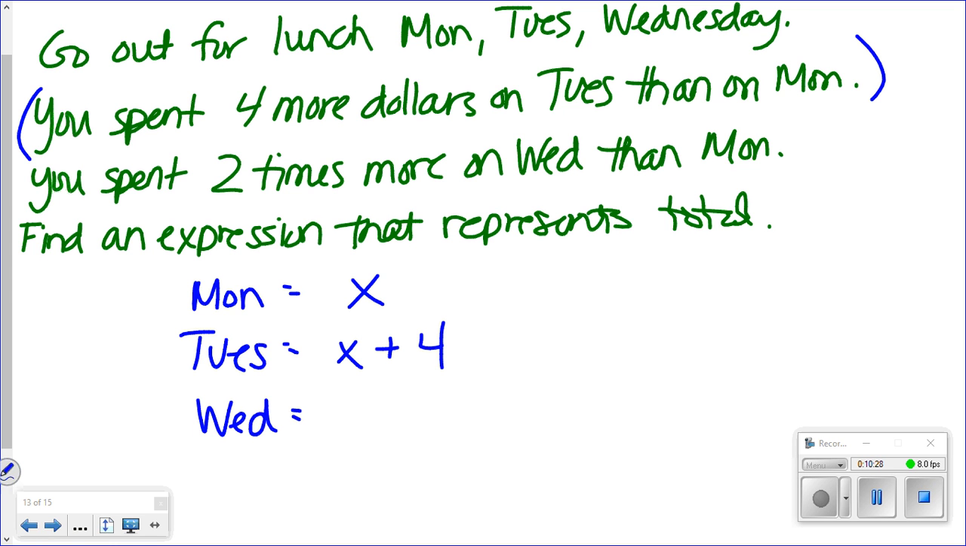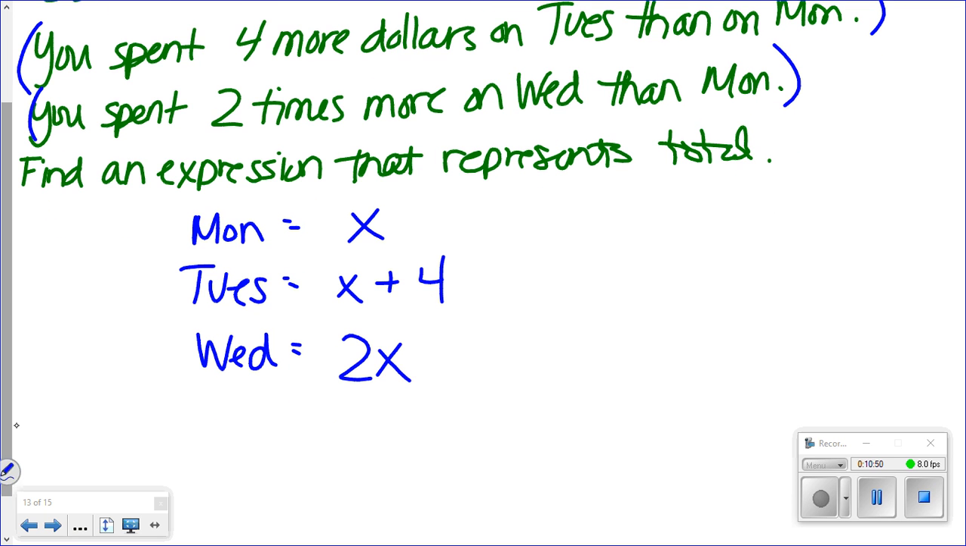Then it says you spent 2 times more on Wednesday than on Monday. So what does Wednesday really look like, Alex? 2x. 2x? 2 times x? Yep, same thing. Monday was the day that we just spent something. Tuesday we spent that something plus 4. Wednesday we spent 2 times that something. Now if I have to add these all together, combine them all, 2, 3, 4 x's plus 4.